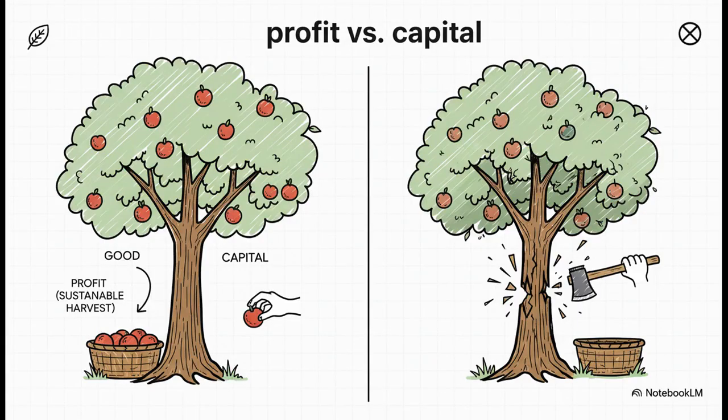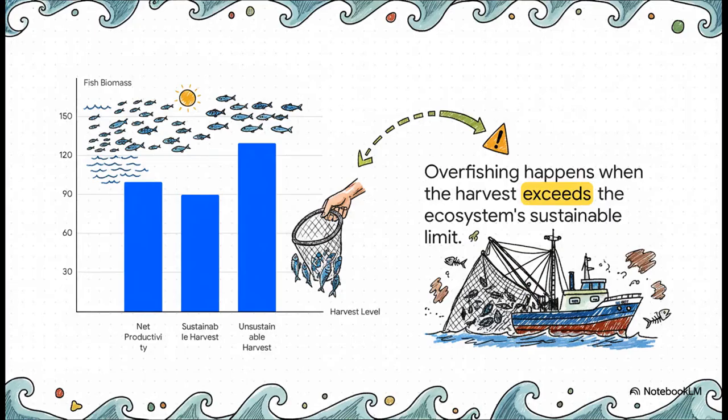Let's go back to our money analogy one last time. Net productivity is the ecosystem's profit. It's the leftover cash in the bank after all the bills are paid. A sustainable harvest means we are only taking from that profit. The second we take more, we start dipping into the savings account, the core resource the ecosystem needs just to survive. This chart shows a perfect real-world example.